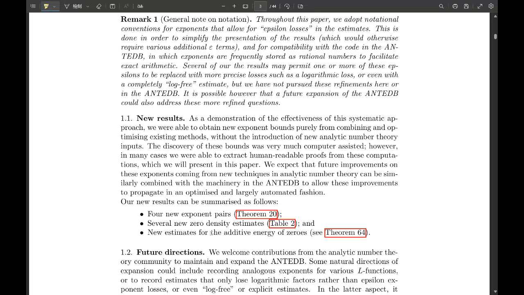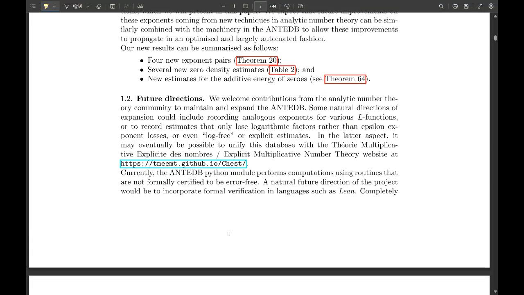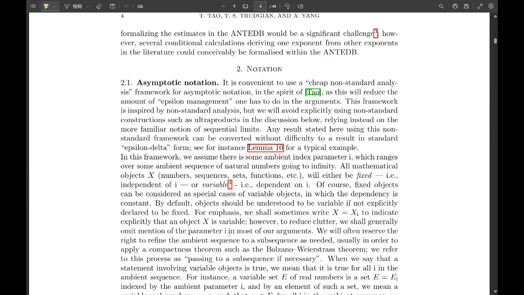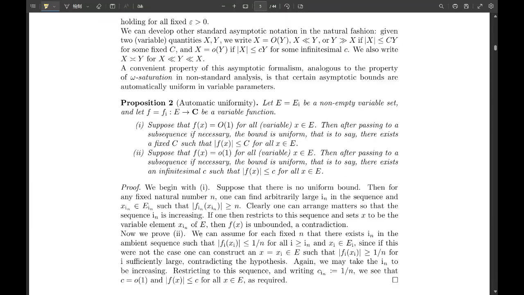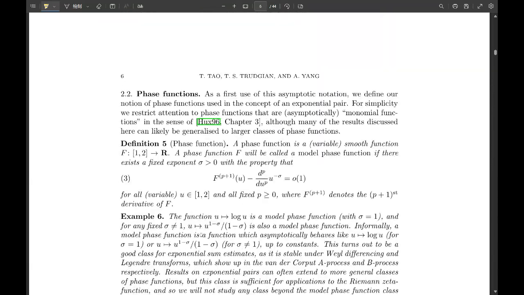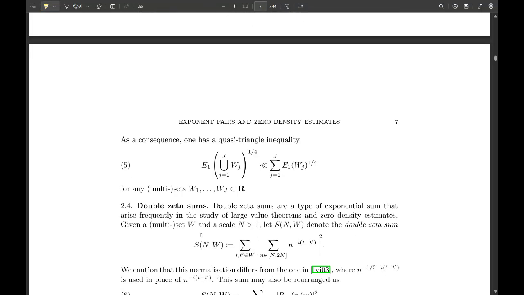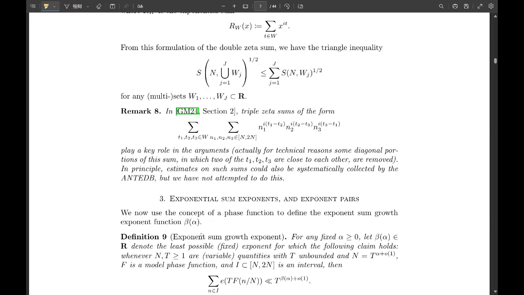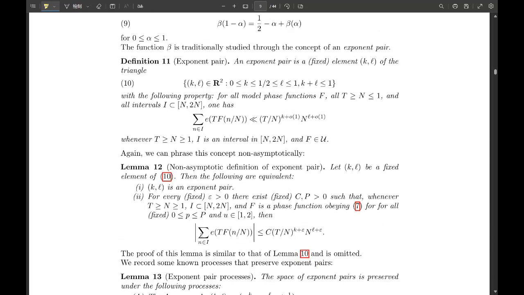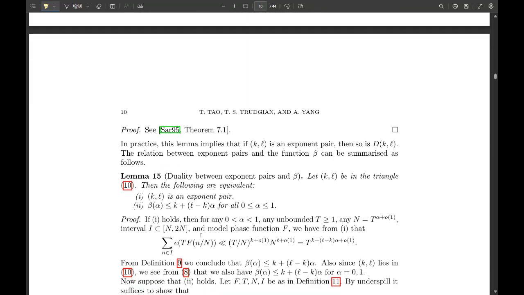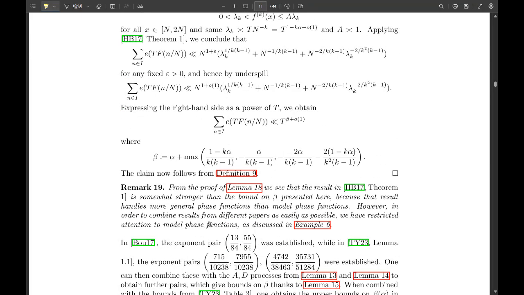Wait, so it's a game with rules. Absolutely, yeah. There's even this almost magical move called the Sargos D process. It's a way to tweak exponent pairs while nearly perfectly preserving their special properties. And the whole game is driven by this big unsolved problem called the exponent pair conjecture. Okay, so what does this conjecture say? It predicts that a much wider range of exponent pairs exists than we currently know. And if we could prove it, it would be a huge leap forward in our understanding of exponential sums and the zeta function.